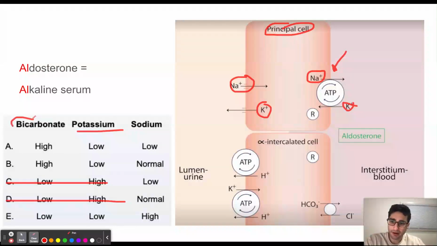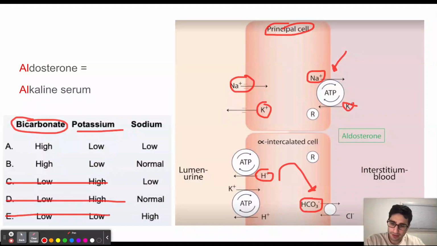Now let's focus on bicarbonate levels. Remember that aldosterone is going to stimulate the hydrogen ATPase found on the apical side of the alpha intercalated cell. So as a result, we're going to be excreting out protons into the lumen, and this in return is going to increase the activity of the bicarbonate chloride exchanger found on the basolateral side of the alpha intercalated cell. So we're going to be reabsorbing more bicarbonate. And so our bicarbonate levels are going to be high. So we can cross out answer choice E.